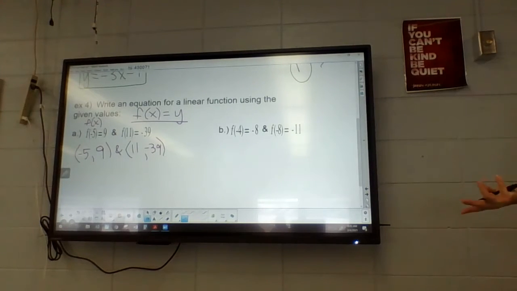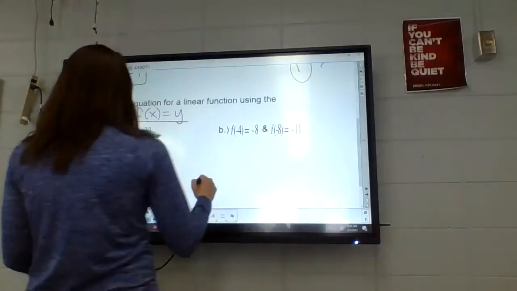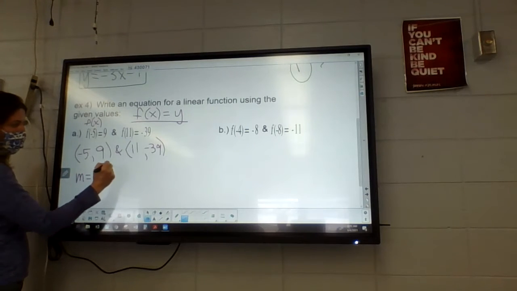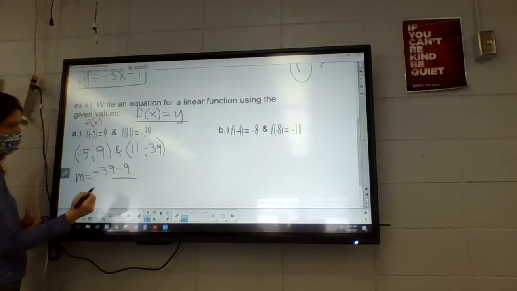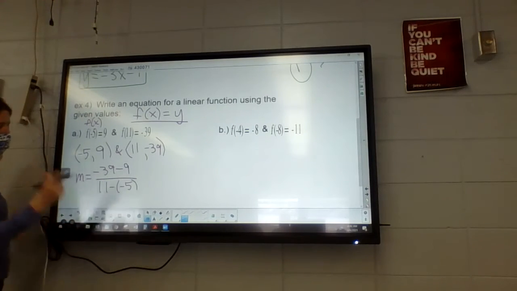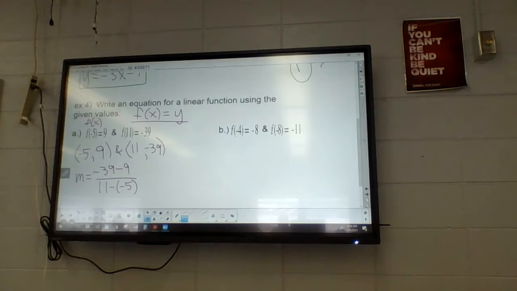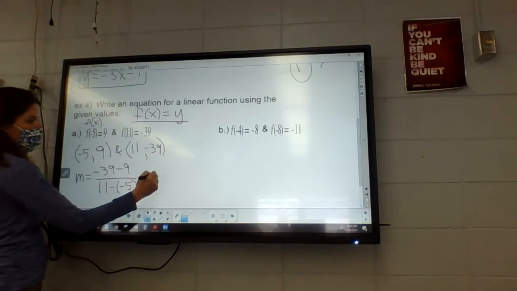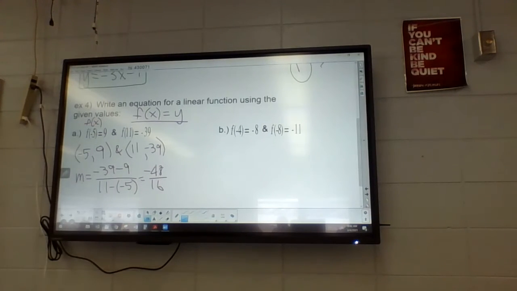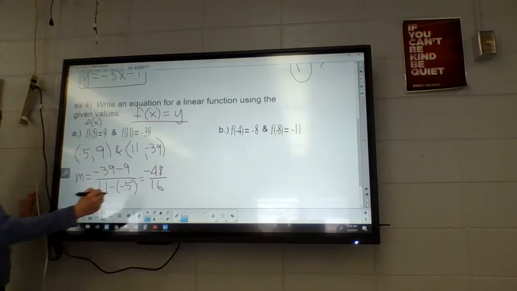So then, are we able to find the equation of this line? We should be able to. For this, we're going to do our slope. So negative 39 minus 9, some big numbers here, over 11 minus negative 5. We get negative 48 over 16, which is just a negative 3, right?